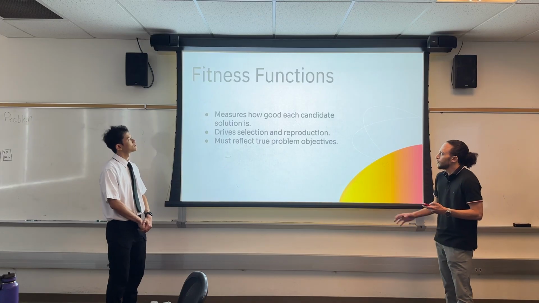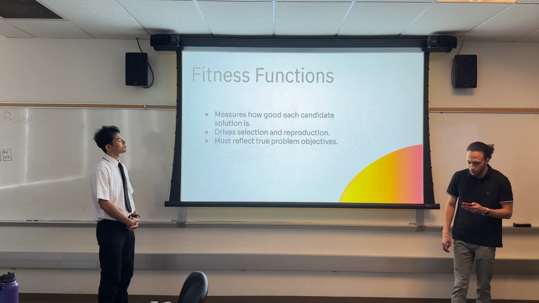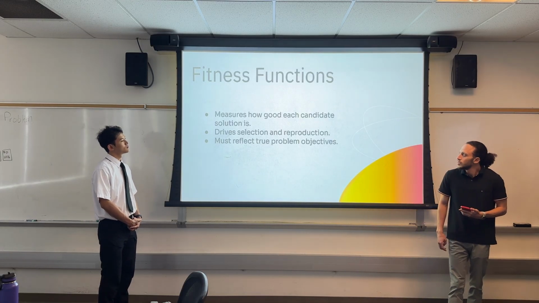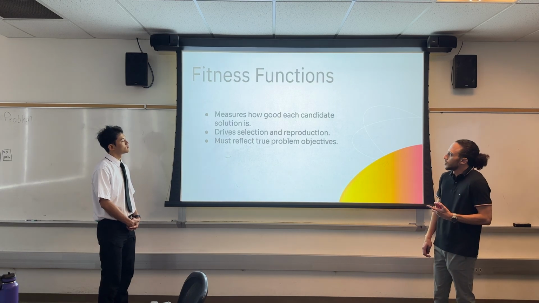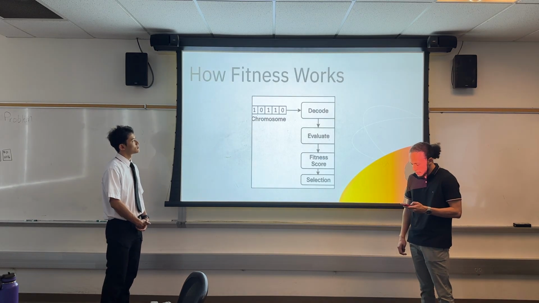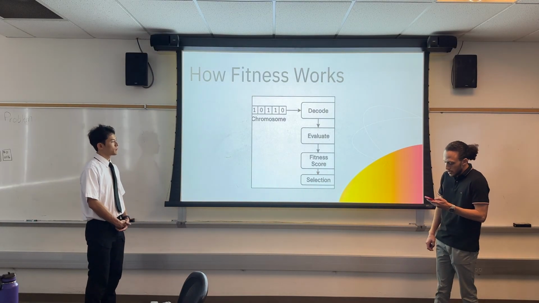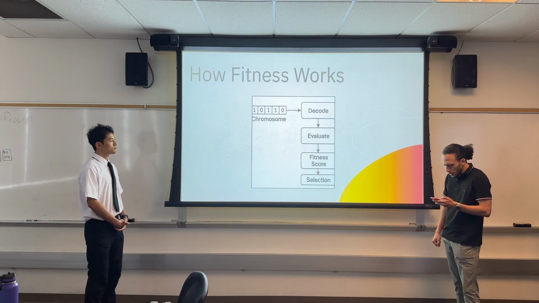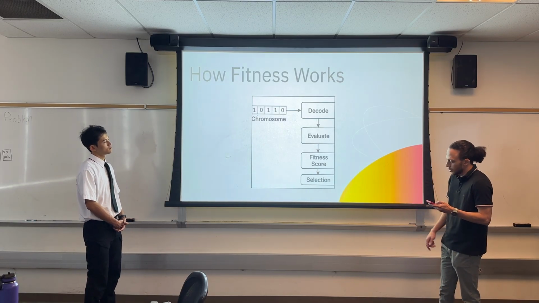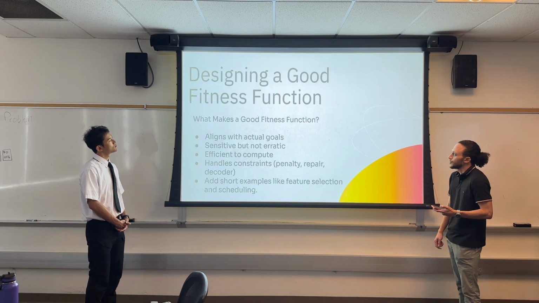We'll cover a little bit about fitness functions. Once we have a population of candidate solutions, we need a way to evaluate how good each one is. That's the job of the fitness function. It measures how good each candidate solution is, drives selection and reproduction, and also must reflect true problem objectives. This is how the fitness function works: first we need an input of chromosomes, then we process it through the function to get an output score, and based on that score, the selection process proceeds. If you go next, there are some tips to design a good fitness function.